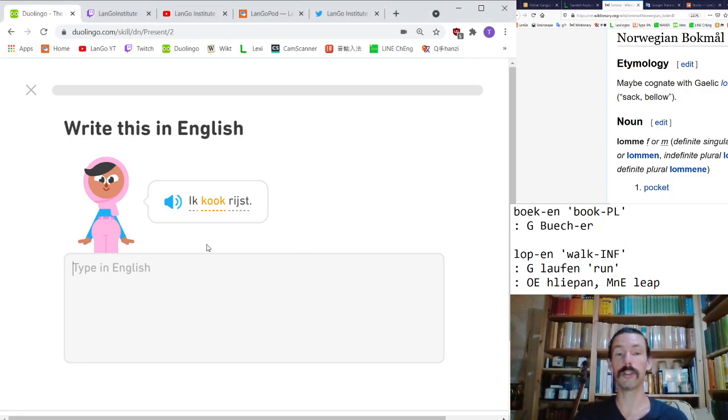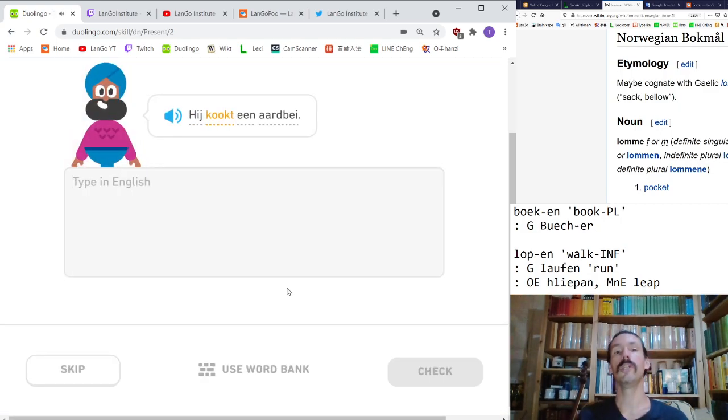Ik kook, this is a verb borrowed from Latin, a Latin noun, I think. Ik kook rijst. And this one is not a meaning. Rijst, it's got this extra consonant in the word for rice. I cook rice. Hij kookt een aardbei. Here, this T is meaningful. It's the he, she subject agreement marker. He, she, it, it'll get a T, which lines up with the he hath of our older stages of English. Hij is the stressed form of the pronoun. He cooks a strawberry.